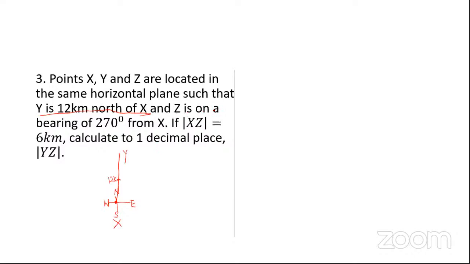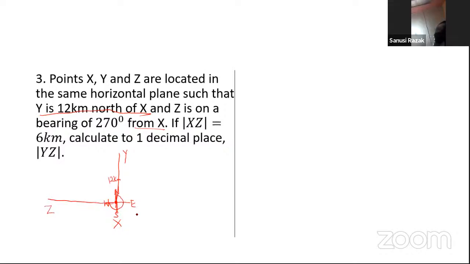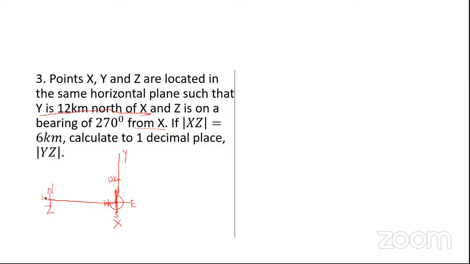And it says Z is on a bearing of 270 degrees from X. When they mention an angle, you go to the north of that X and measure in a clockwise manner. This is up to 90, up to 180, and this is 270, directly west. So this is where you can find Z. You can draw your cardinal points there: north, south, west, east.